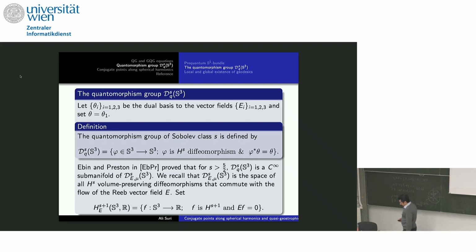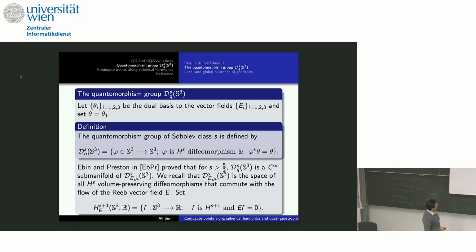A quantomorphism group, which we denote by the letter Q, in S3 of Sobolev class s, consists of all those diffeomorphisms which preserve this one-form theta. So they preserve the Reeb field as a result. H^s here means that the diffeomorphism and all of its derivatives up to order s are in the L2 space.